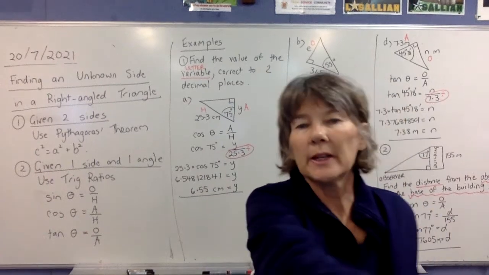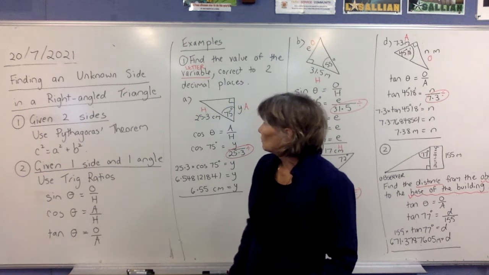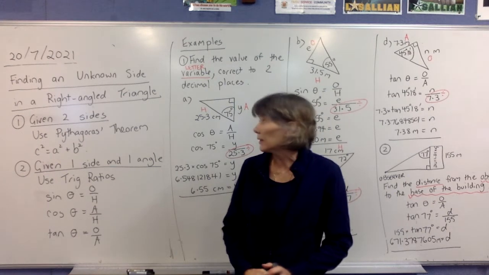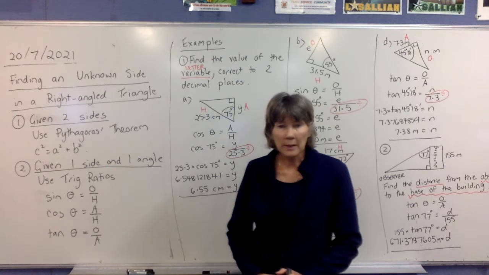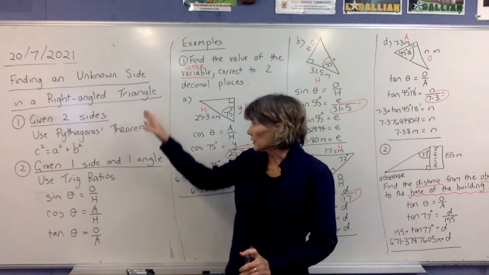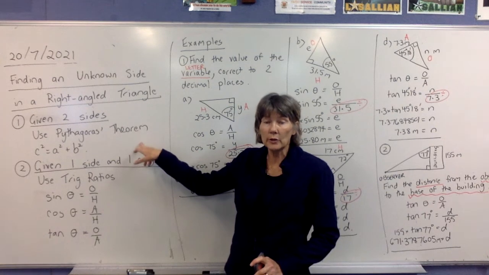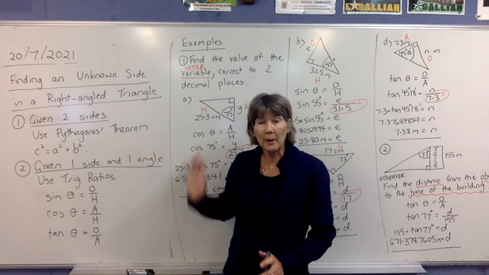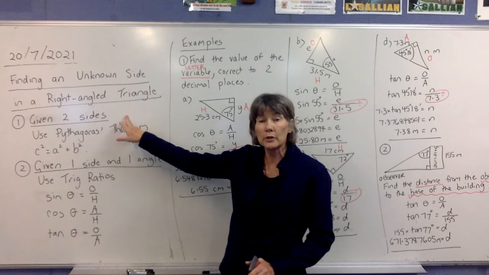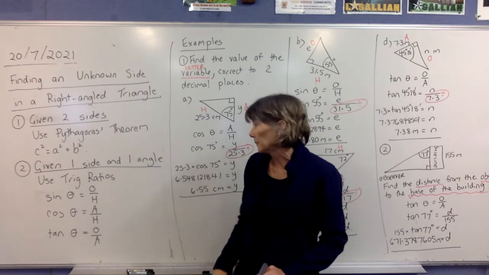Okay boys, so today we're learning mostly what we need trigonometry for. We are going to be finding a side that we need in a right angled triangle. When you're looking for an unknown side, if you're given two sides, then you've got to use Pythagoras' theorem. Pythagoras' theorem works with the three sides of the triangle. So you're given two sides, you're finding the third side, you use Pythagoras' theorem.